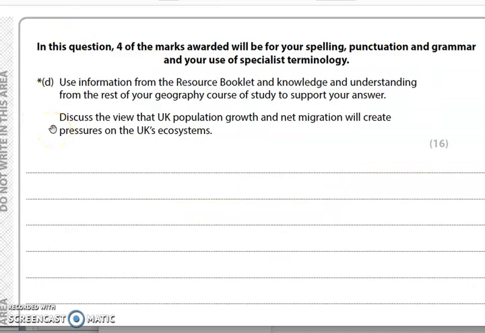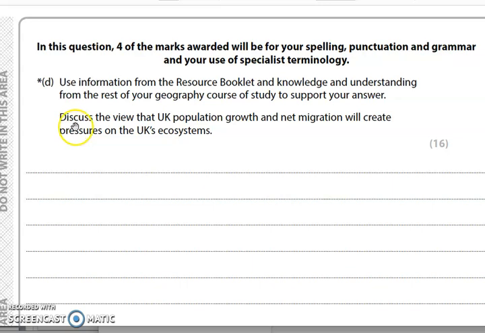Now we come on to the final question. Now this question you'll see is 16 marks, but remember 4 of these marks are for your spelling, punctuation and grammar. Now, use information from the resource booklet and knowledge and understanding from the rest of your geography course of study to support your answer. Now, think of this as the 12 marks are a longer 8-mark question, and the additional marks will come from your use of information and quoting information from the resource booklet.